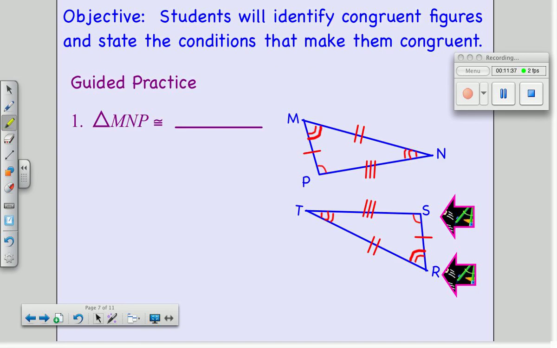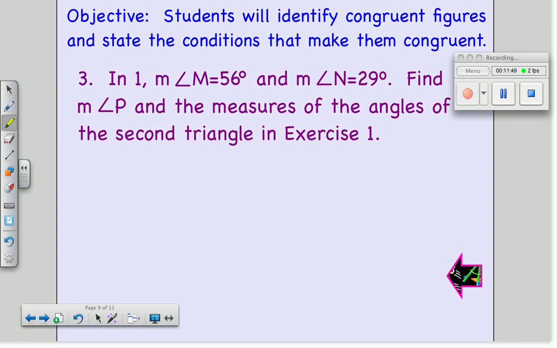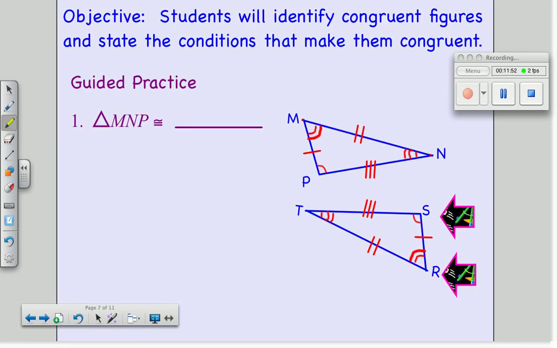So, angle P. Well, angle P is congruent to angle S, right? And we know what M and N are. So let's look at that for a second. M is 56 degrees, and angle N is 29 degrees.